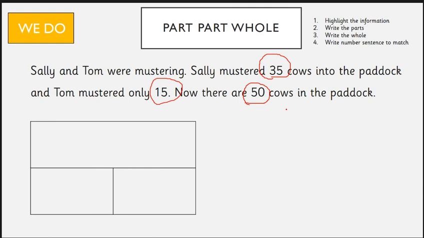Now I need to write my parts. My parts are my two smallest numbers in my number story. My first part is 15. My second part is 35. I've taken them from my story. Next, I'm going to find my whole. My whole number is 50.